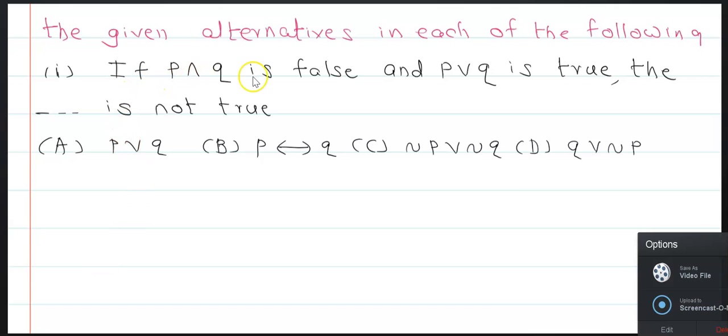Now in this case, if P and Q is false, it means that one of them is true or false, because P or Q is true. If we see both of these, then one of them is true and the other is false. Then which is not true? P or Q will be true. But what about P double implication Q? In this case, the two are different, and therefore this is not true. Therefore, option B is the correct one.